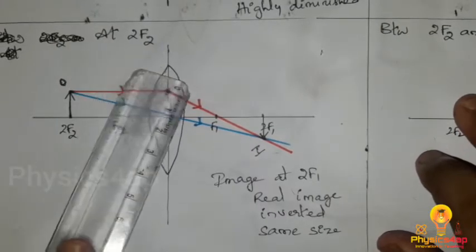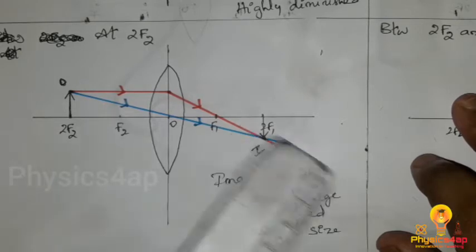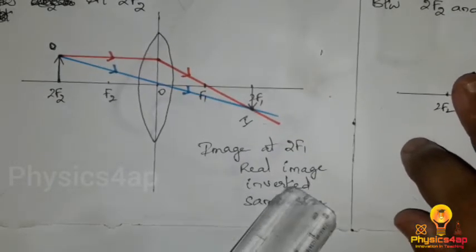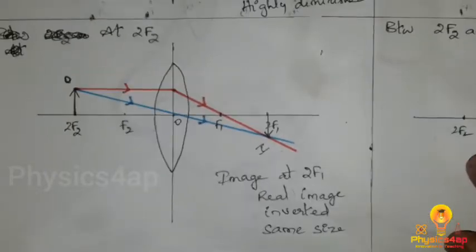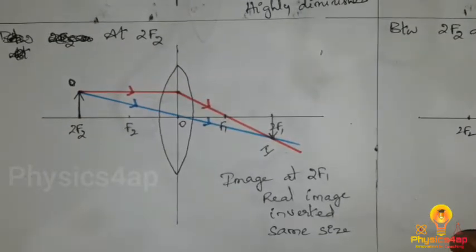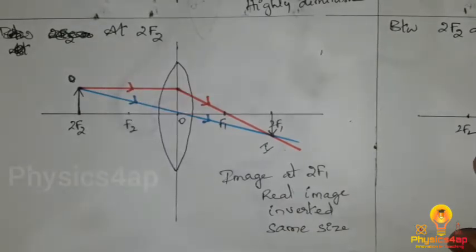So when it is kept at 2f2, the image is formed at 2f1, that is at the center of curvature. Here we get a real image, inverted, and of the same size. So this is the ray diagram for when the object is placed at 2f2.